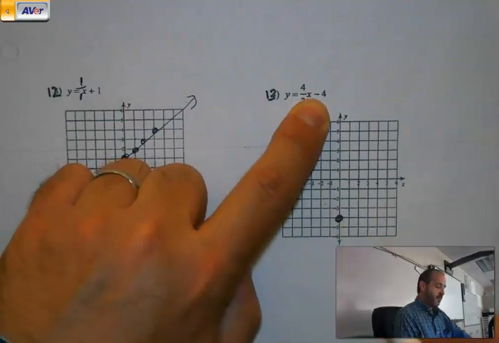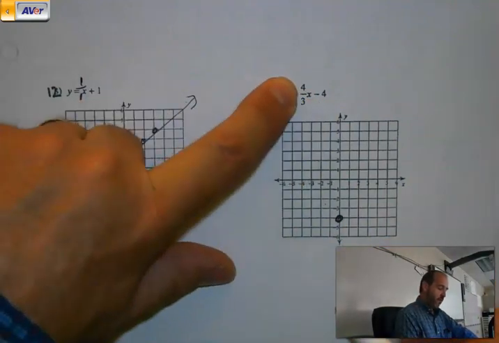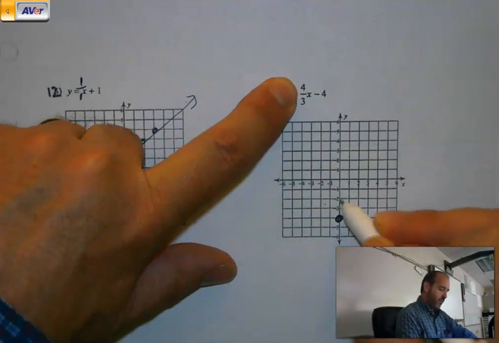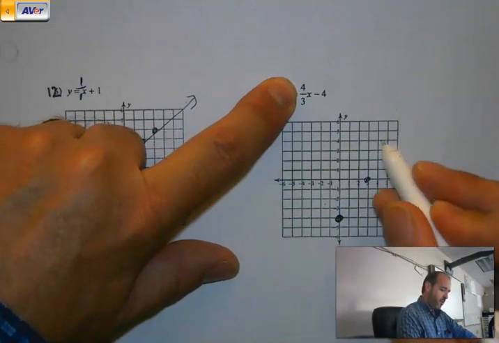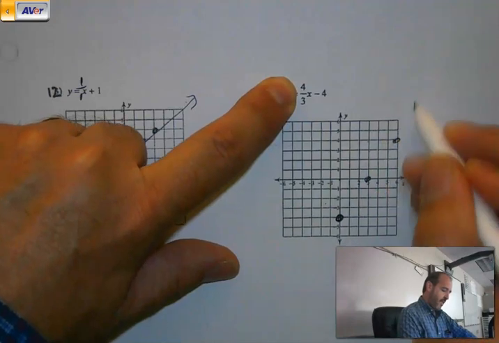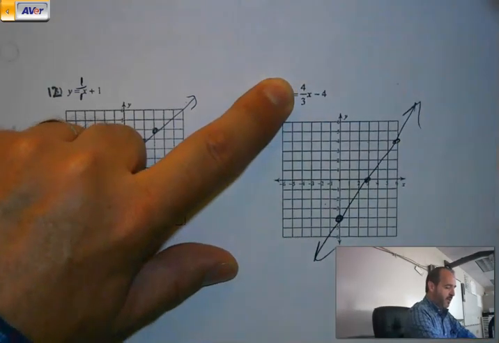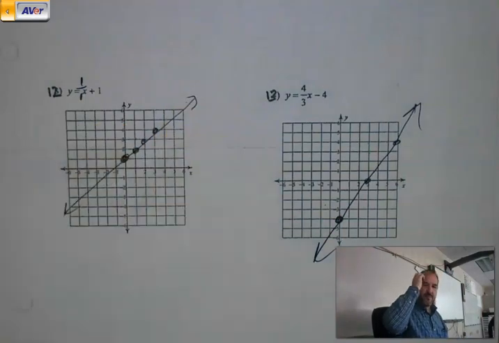-4, y-intercept. +4 over 3 slope. 1, 2, 3, 4. 1, 2, 3. 1, 2, 3, 4. 1, 2, 3. And that, I believe, yep, that's a wrap on this one.